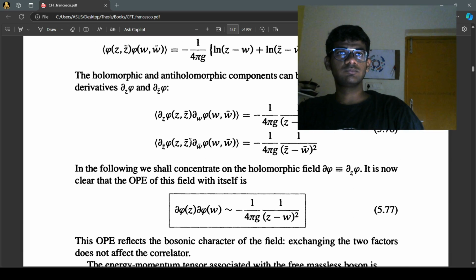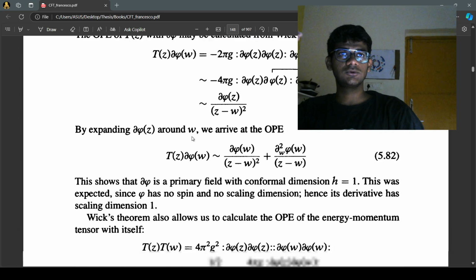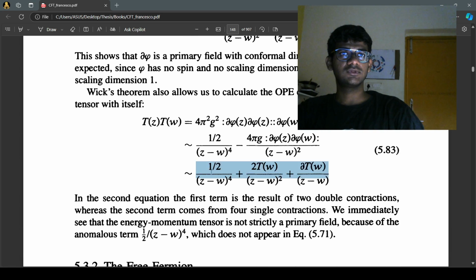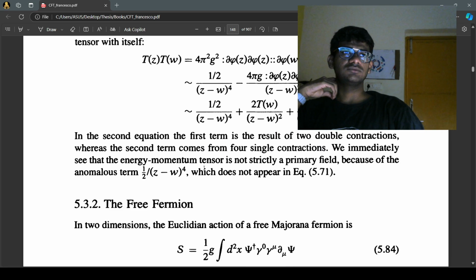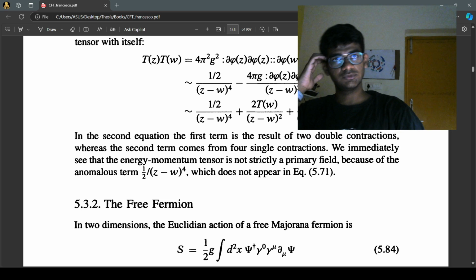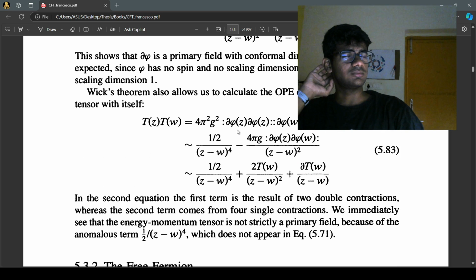But if you see for the bosonic part, you end up with this factor, half over z minus w power 4. So you note this factor, which is the anomalous term in the primary fields. So they don't actually transform like primary fields.